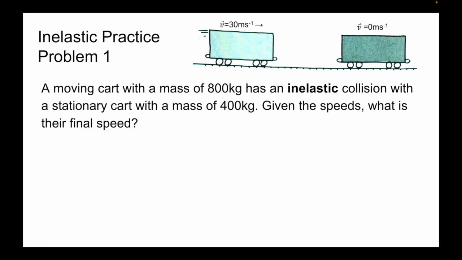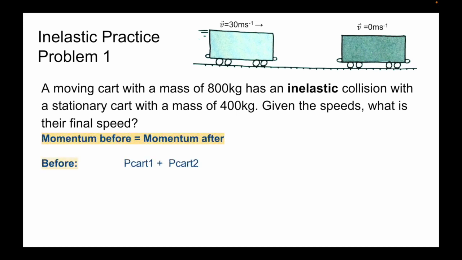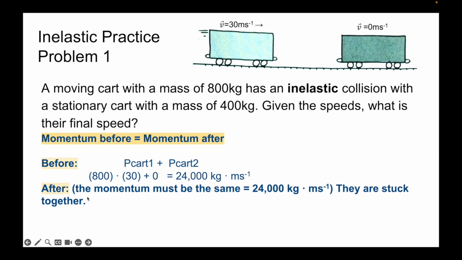Alright, hopefully you've paused the video. Let's take a look again at that conservation of momentum. Before, we know the momentum of cart 1 plus the momentum of cart 2. We can calculate that momentum, about 24,000 kilogram meters per second, and we know afterwards the momentum must be the same as well, 24,000 kilograms times meters per second, if they're stuck together. But now the momentum of cart 1 plus the momentum of cart 2 has to equal the mass of the first cart plus the mass of the second cart times the velocity.